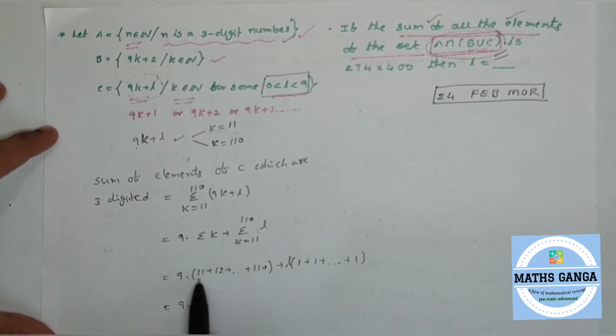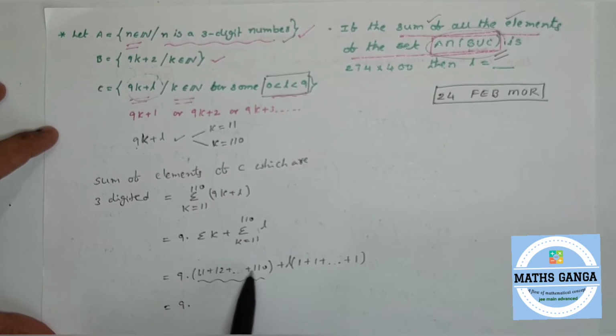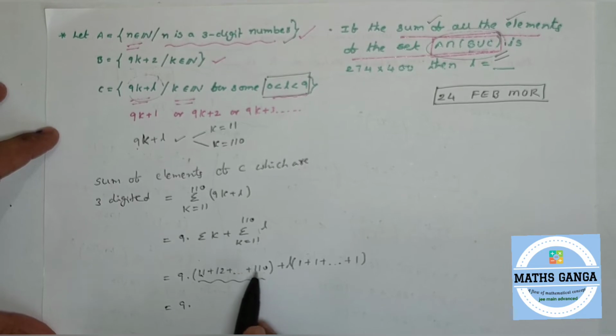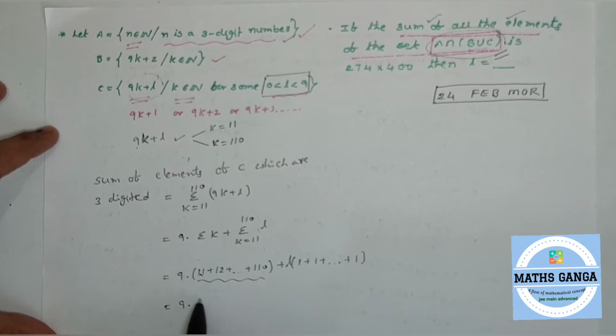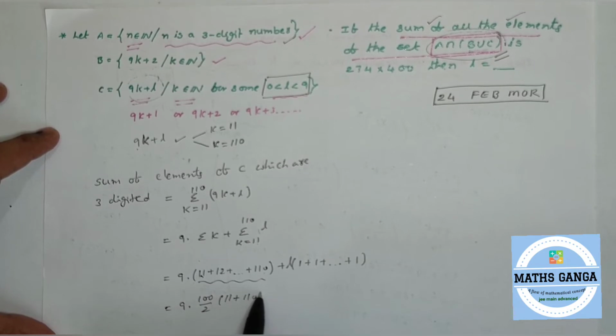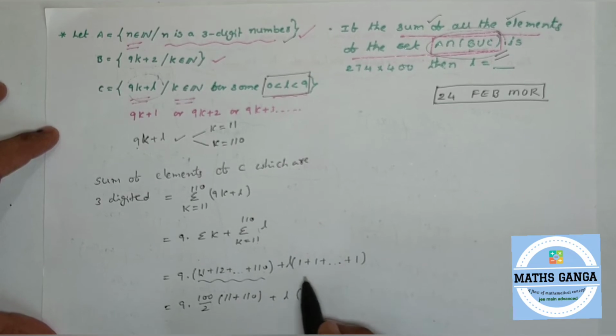So now this is 9 into the sum of all the numbers from 11 to 110, using the formula of sequences. The sum of n terms of an arithmetic progression is n by 2 into first term plus last term. Here, how many numbers are there from 11 to 110? The total number of terms is 100. So 100 by 2 into first term 11 and last term 110, plus L into, since there are totally 100 numbers starting from 11 to 110, adding ones for 100 times is 100. And on simplification, this answer is simply nothing but what?